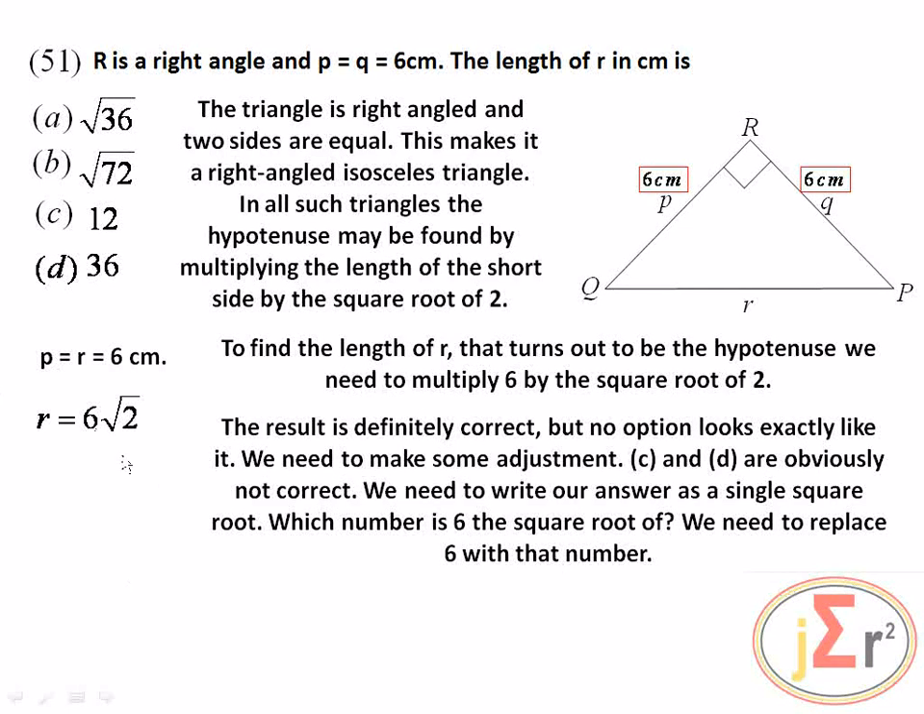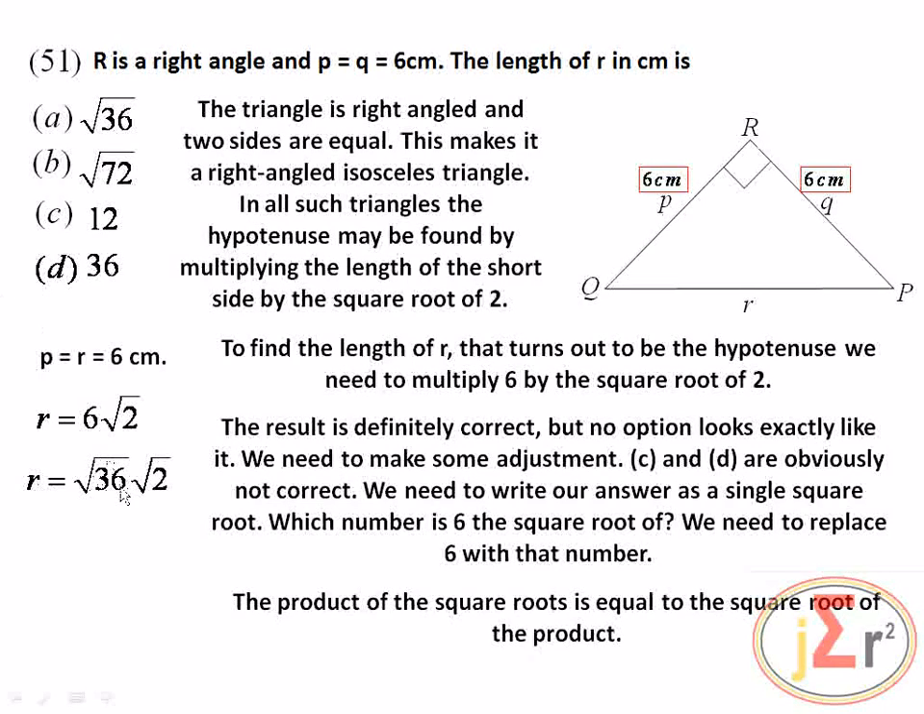So 6 is the square root of something. We will replace that 6 that we have right here with the square root of something. 6 is the square root of 36. We replace 6 with the square root of 36. So we have square root of 36, square root of 2. In mathematics, when we have expressions, numbers coming one after the other, not separated by any arithmetic operation, the arithmetic operation that we assume is multiplication. We are actually multiplying square root of 36 by square root of 2.